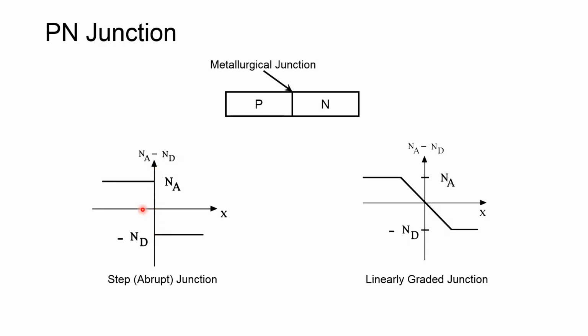We can have an abrupt change in the density. For example, on the left hand side we have the density of acceptor atoms and on the right hand side we have the density of donor atoms. So on the left hand side we have holes in the majority and on the right hand side we have electrons in the majority. Or we can have a graded junction where these densities change gradually, or in this case linearly. So there are two types of p-n junctions.